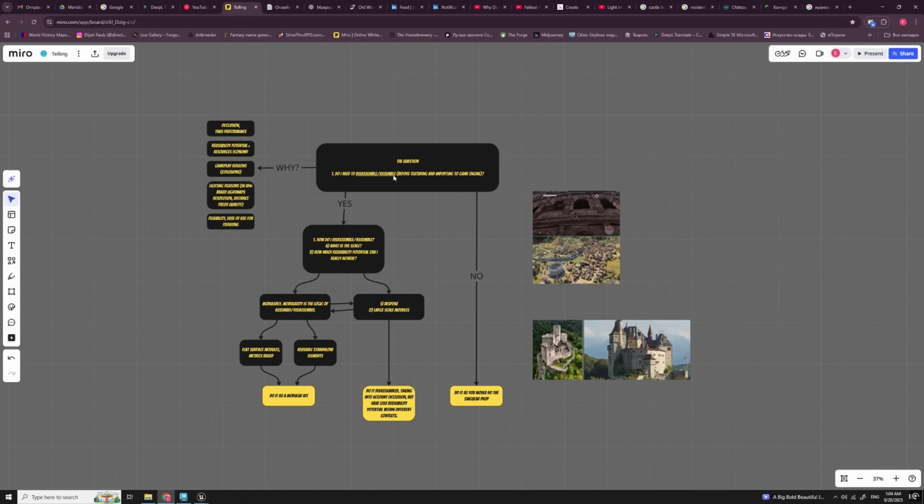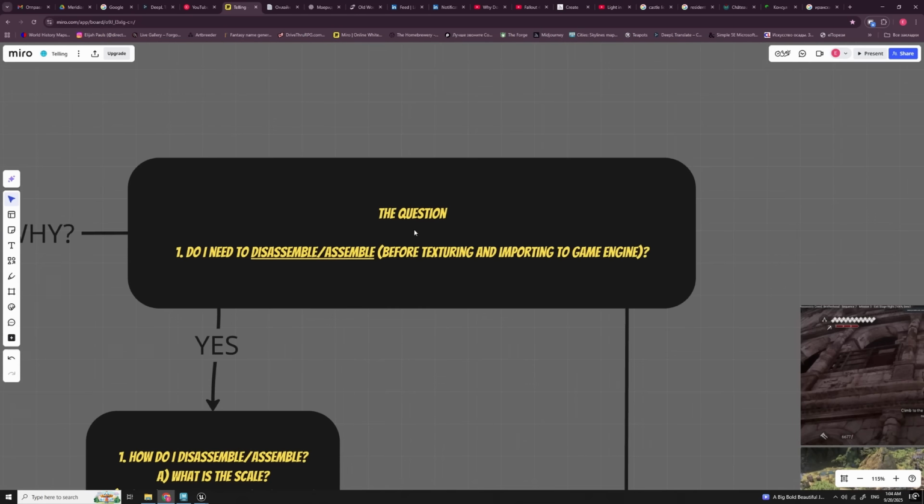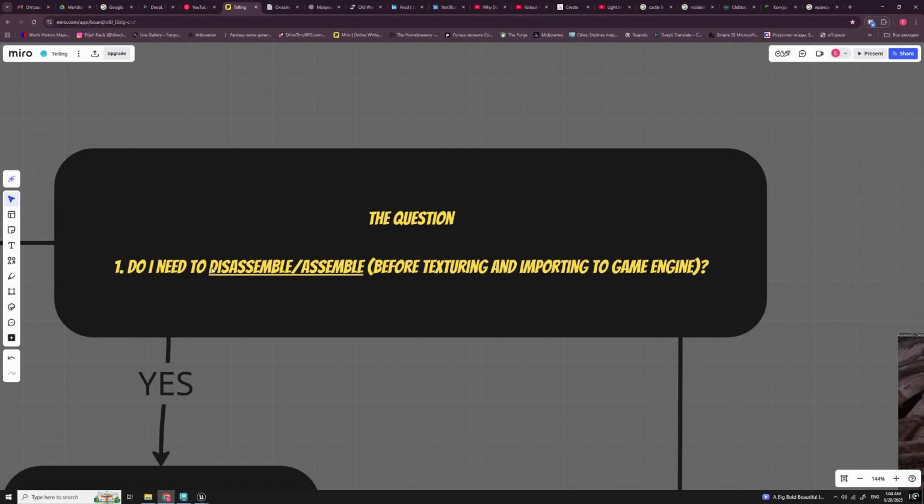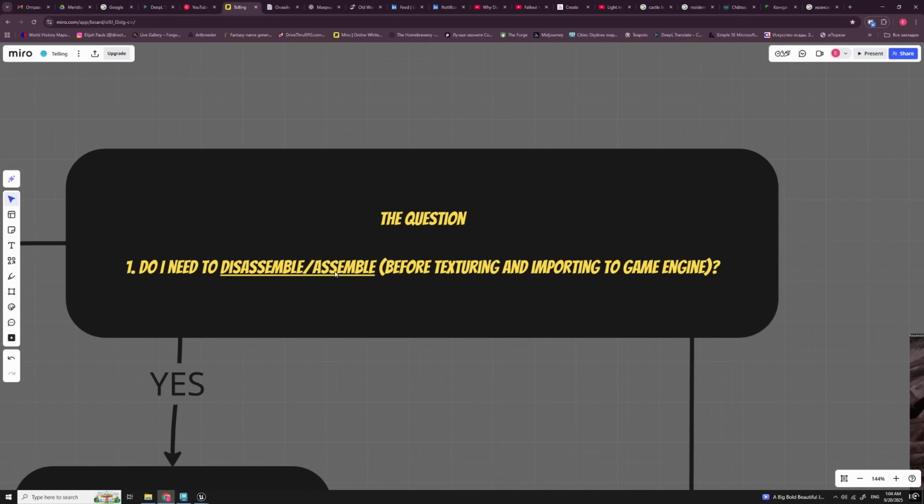And to answer this question, I invite you to my Miro board, where you will find this small question and answer diagram. And here is the central main question with which we will begin this conversation. Should I disassemble/assemble my cottage before texturing and importing it into the game engine? And before answering this question, let's discuss what is actually written here in general. Should I disassemble or assemble? And why are there two words here instead of one, and what does that mean?